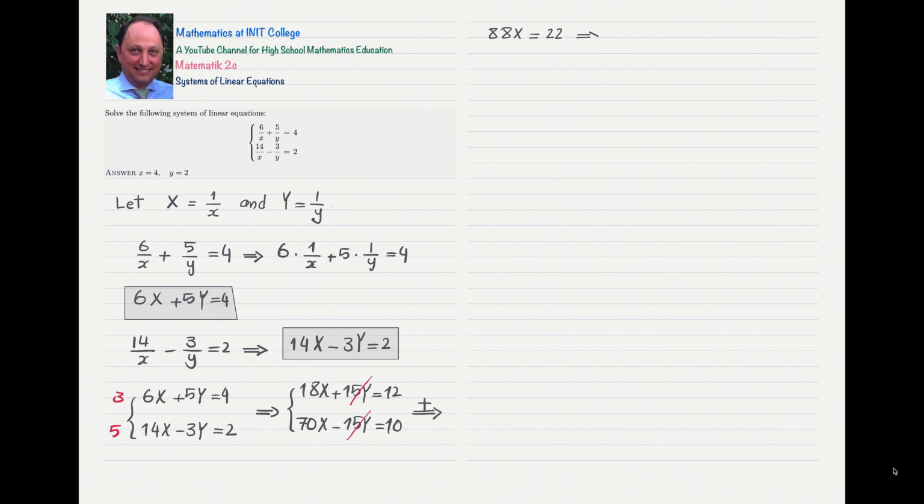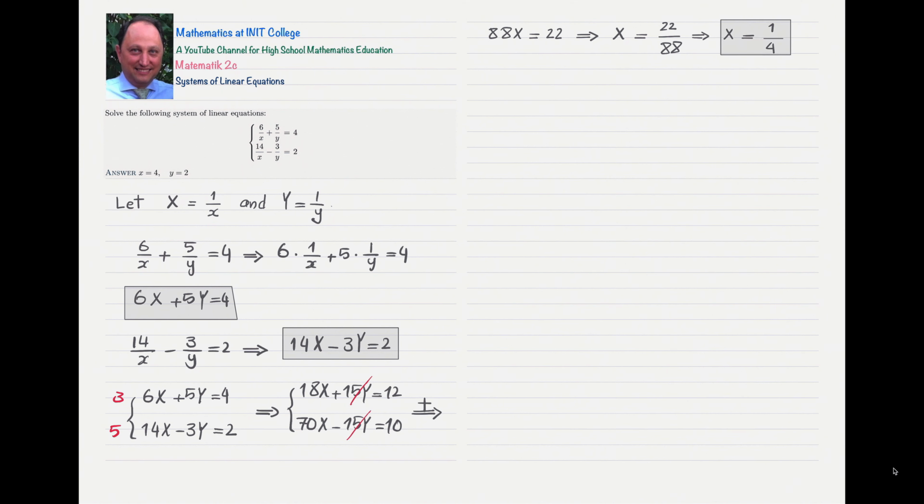But now I want to make the capital X alone, so I divide both sides by 88, and then you know that we can simplify, and it is always better to simplify. We can divide the numerator by 22, it becomes 1. I can divide the denominator by 22, it becomes 4. So this is my capital X.